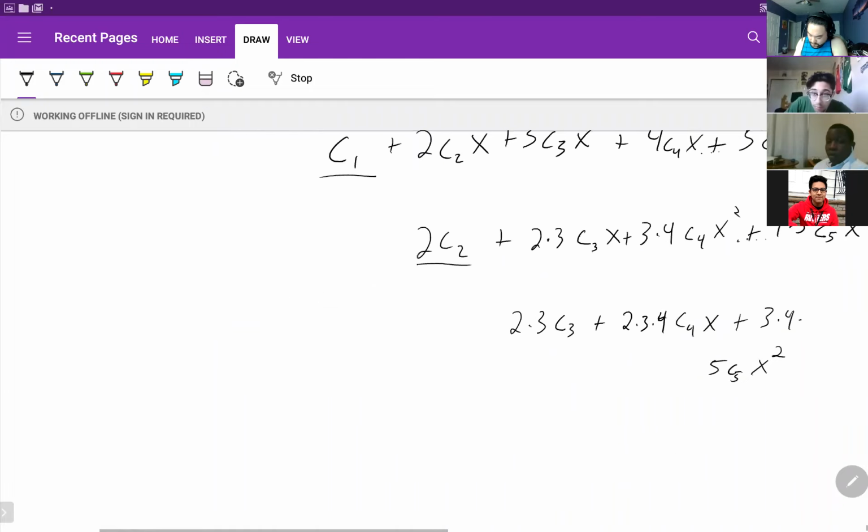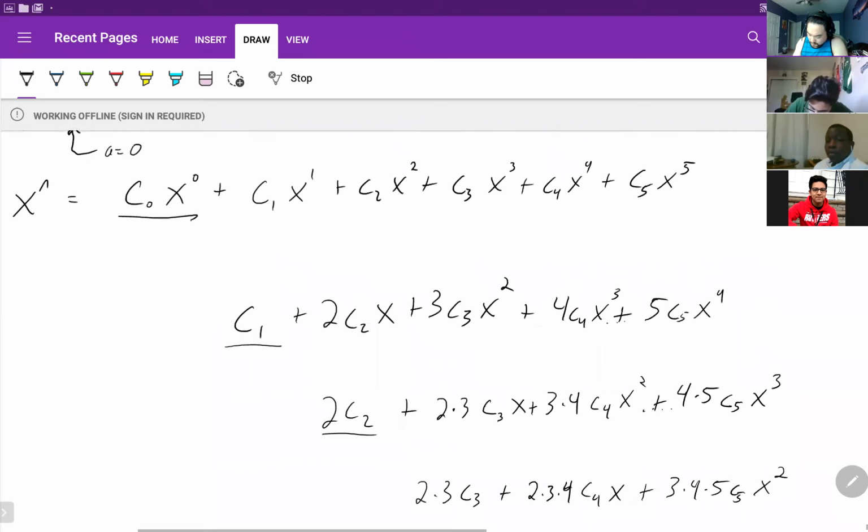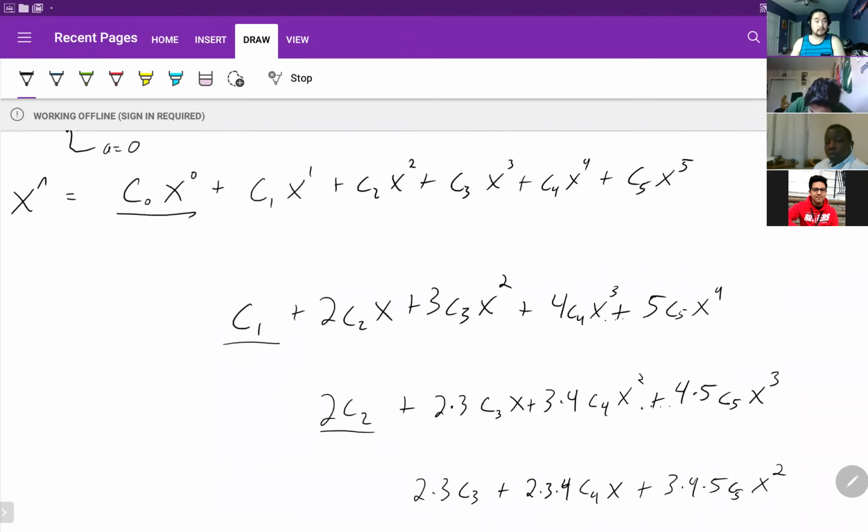Oh no, I can't zoom out. It's not letting me zoom out. Okay. What do we think? Do we see anything?